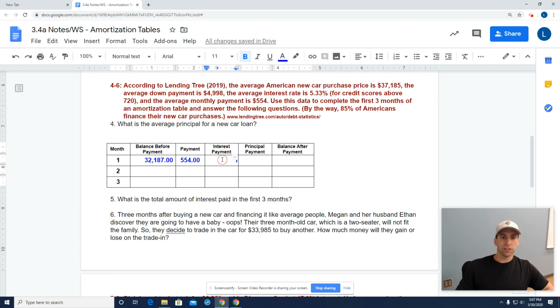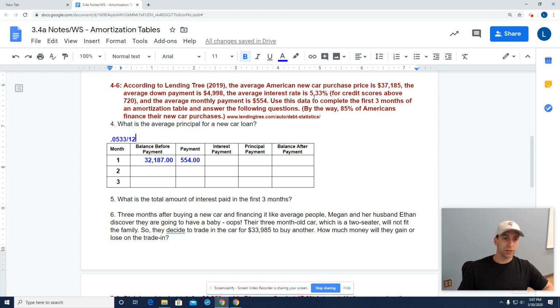All right. Our interest amount takes the work. This is where we got to do the work. By the way, we just answered number 4. The average principal is right there. So I'm going to go off to the side here and calculate the interest payment. I'm going to take that 0.0533. That's the interest rate, 5.33%. I'm going to divide that by 12 to make it monthly.